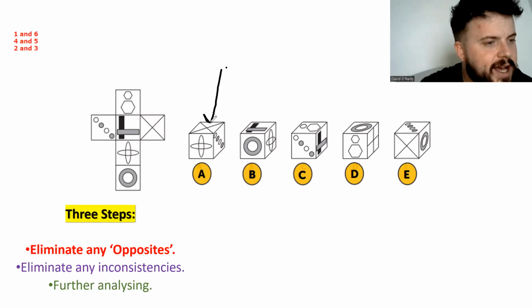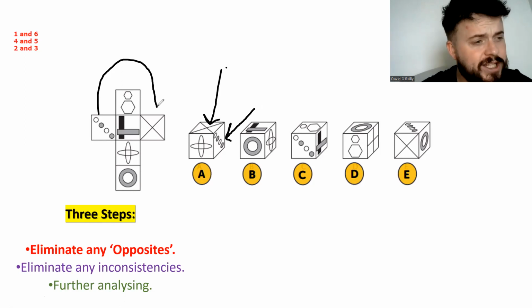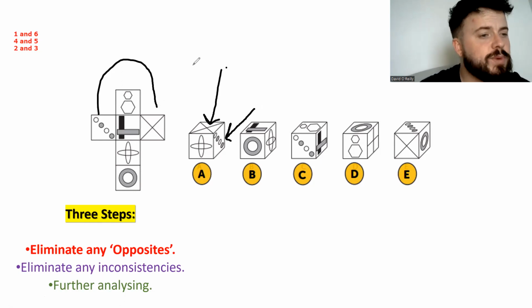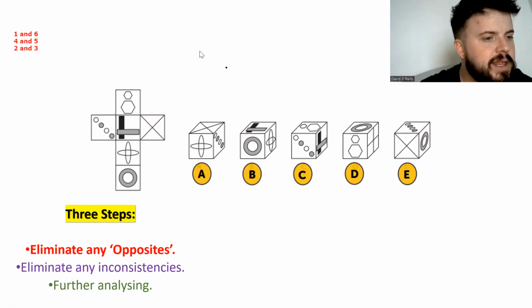Yes. Have a look at that side and have a look at that side. We've got a number 2 and a number 3. They should be opposite. They should not be next to each other, which means we can get rid of A. And then we've got B.